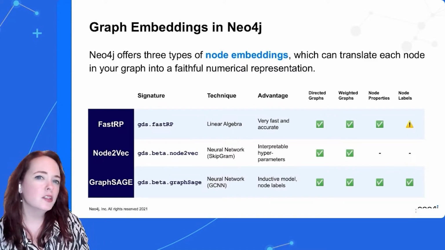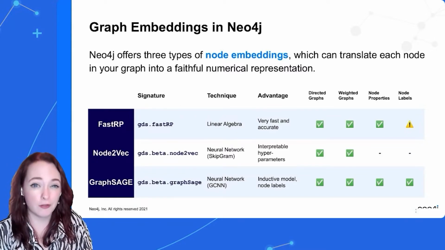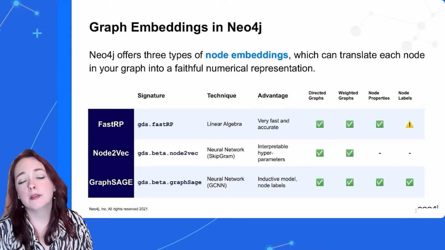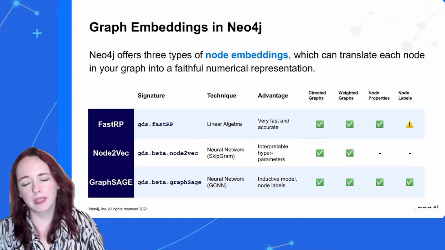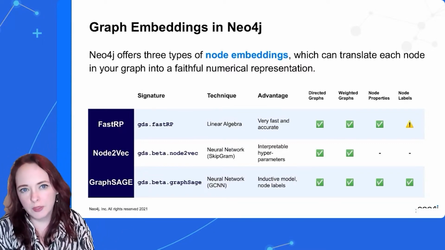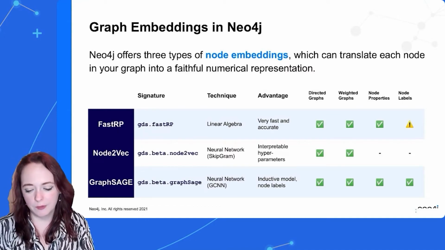And then GraphSAGE is really cool because it creates an inductive model. It uses a graph neural network, and it gives you a predictive model that you can apply to new data. It's an inductive embedding. In the next section, I'm going to walk through each of these, and then Zach is going to join us to give you a quick demo.